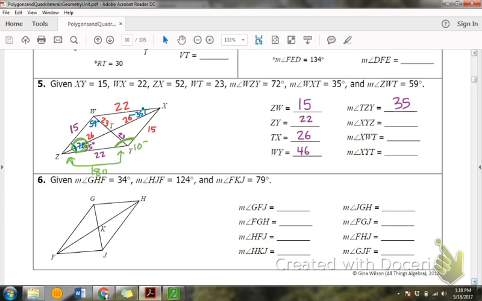108. Okay, so these two angles that I have in green add up to be 180. They told me that this one is 72, so 180 minus 72 is going to give me this angle Y. So that is 108.